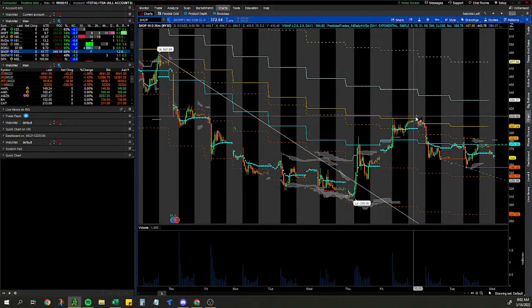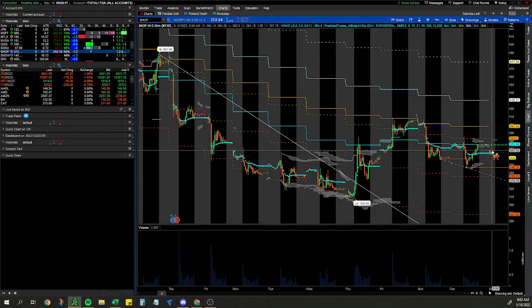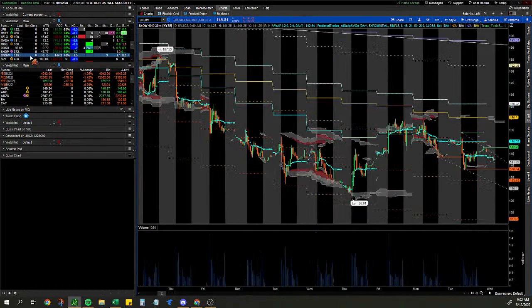It got through the daily 8 and then just rejection, not looking strong. And its split comes later in June, so it might move in sympathy off Amazon and then see a little bit more love into that split.